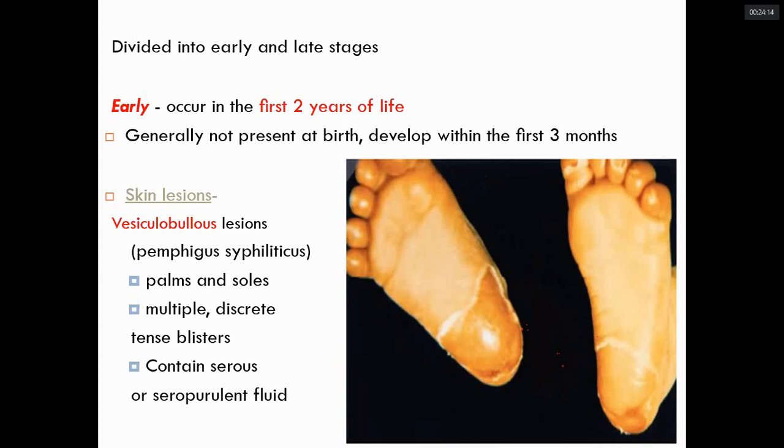The skin lesions that are seen are vesicobullous lesions. Remember that in syphilis, vesicobullous lesions are only seen in congenital syphilis, not in other stages of syphilis. Vesicobullous lesions, also called pemphigus syphiliticus, are most commonly seen on the palms and soles. These are multiple, discrete, and contain dense blisters, which contain serous or seropurulent fluid.